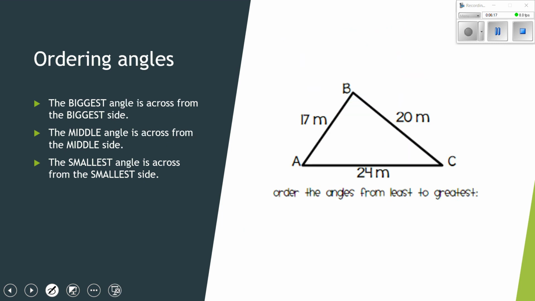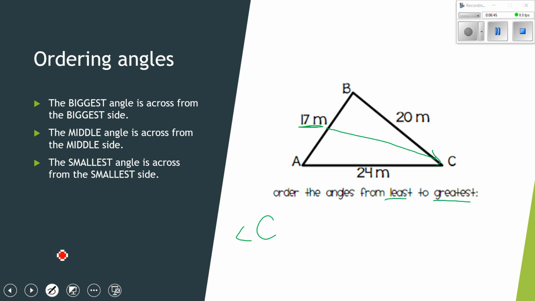Therefore, if we have to order the angles, it's going to work the same way. The biggest angle is across from the biggest side, the middle angle is across from the middle side, and the smallest angle is across from the smallest side. So if I had to order the angles from least to greatest, the first thing I want to do is find my smallest side, which is 17. And I draw a line across, and I get that my smallest angle is angle C.